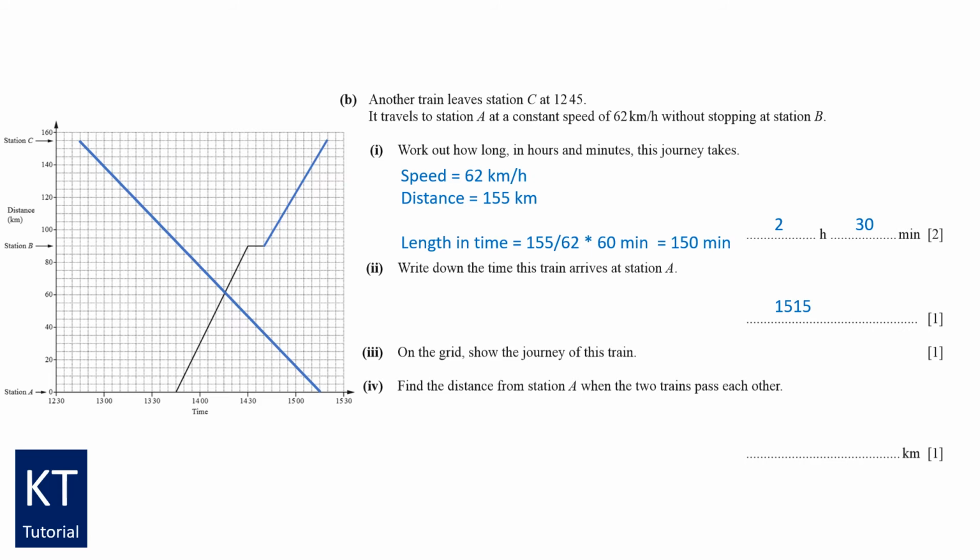Next, find the distance from station A when the two trains pass each other. This is where the two lines intersect. Referring to its y-axis, it indicates 60 kilometers.